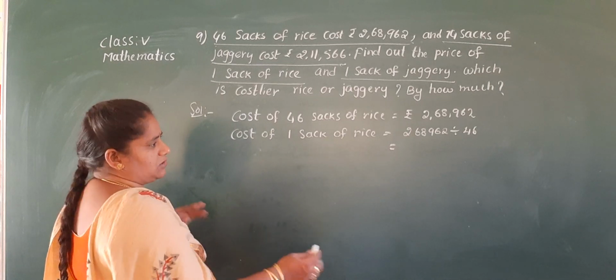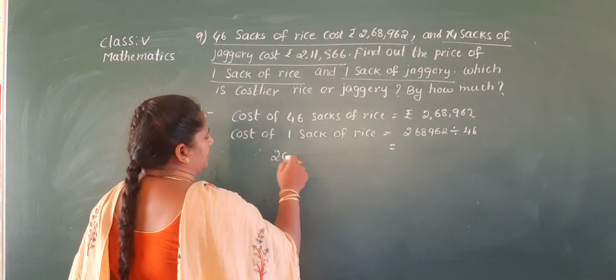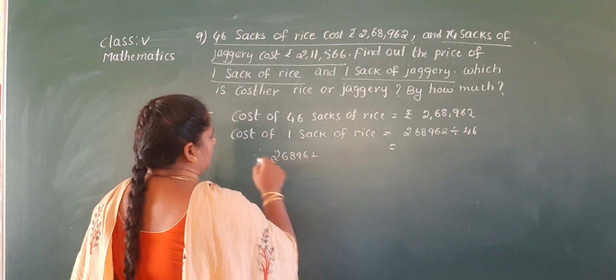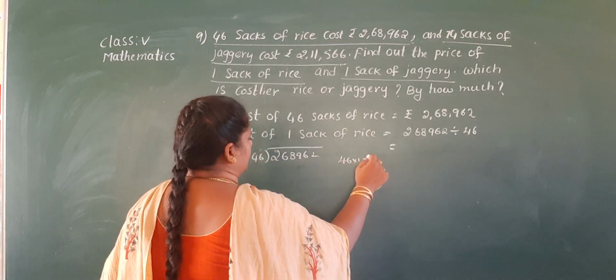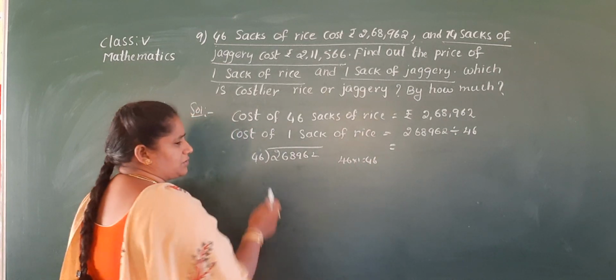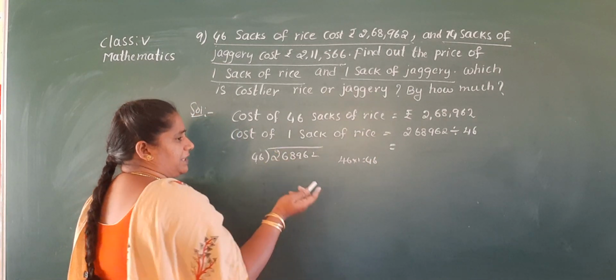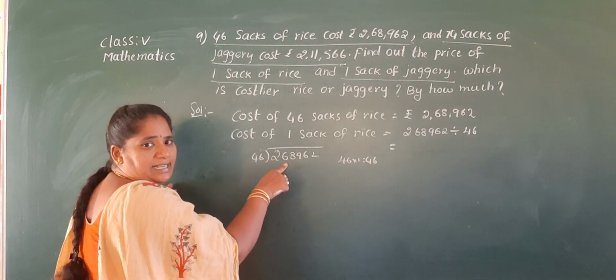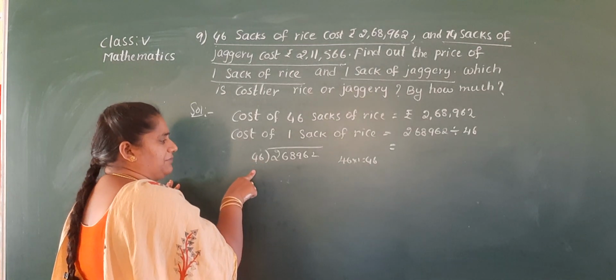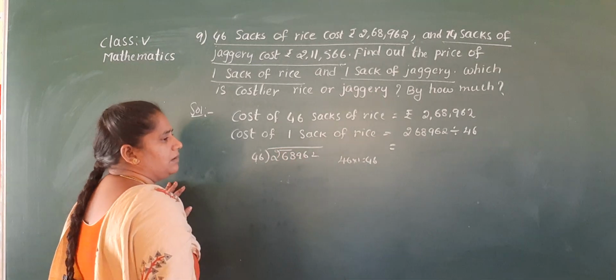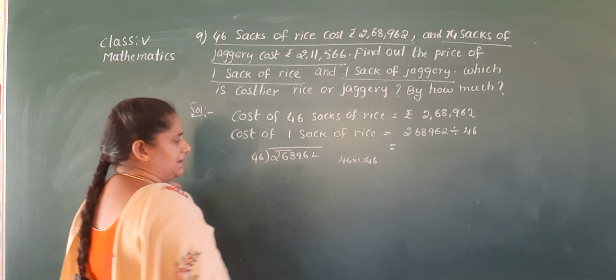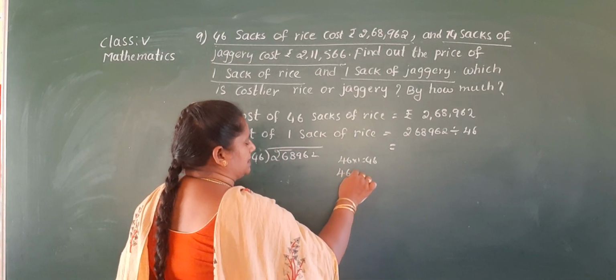I think the space is not enough. I will write here itself. 46 ones are 46. Here the division has 2 digits. So first you divide 2 digits, but 2 digits are 26. 26 is less than 46, so that you take the next digit also. 268 nearest number we have to find in the 46 table.